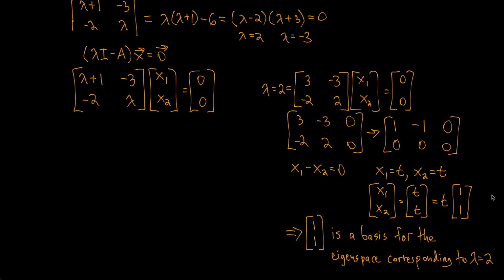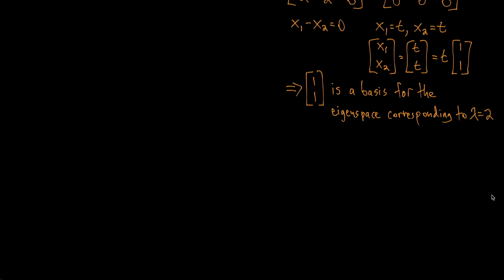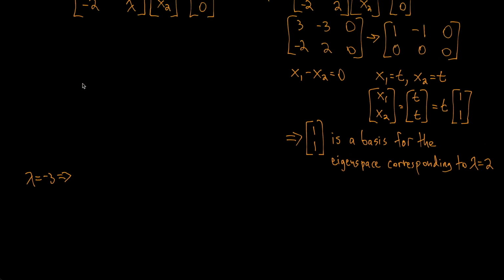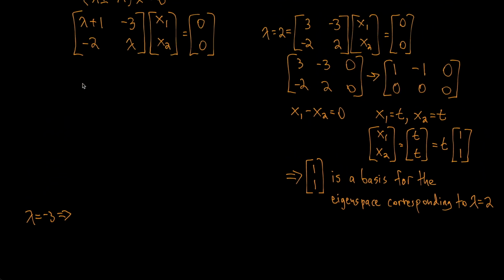Okay, what about the other lambda we got? It was negative 3. Okay, so let's do the same thing again. Lambda equal to minus 3 gives us a different equation to solve. So lambda plus 1 is negative 3 plus 1, which is negative 2. And then I still have the negative 3 and negative 2, and then lambda is minus 3. Now I want this matrix to be multiplied by x1, x2, and we'll see what x1 and x2 have to be to get 0.